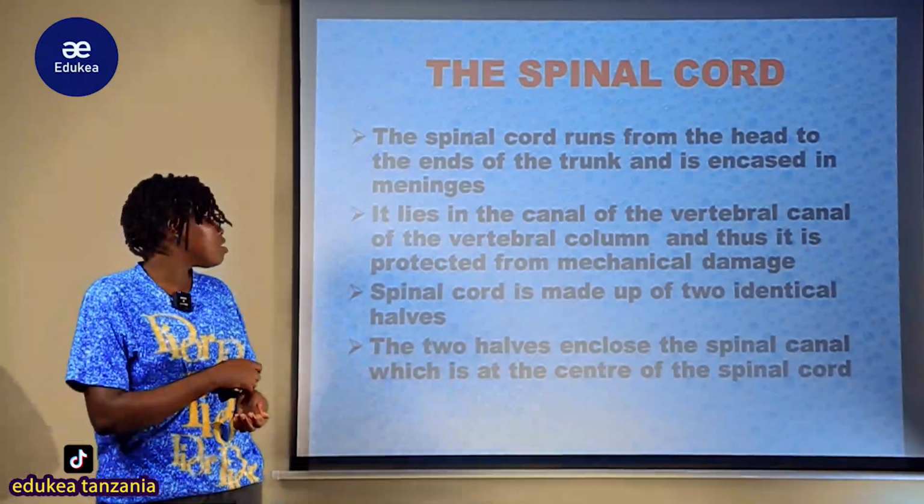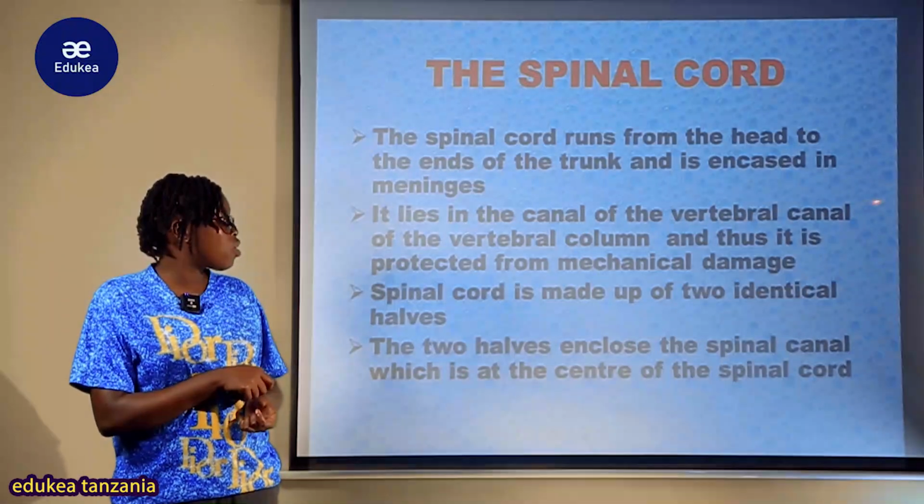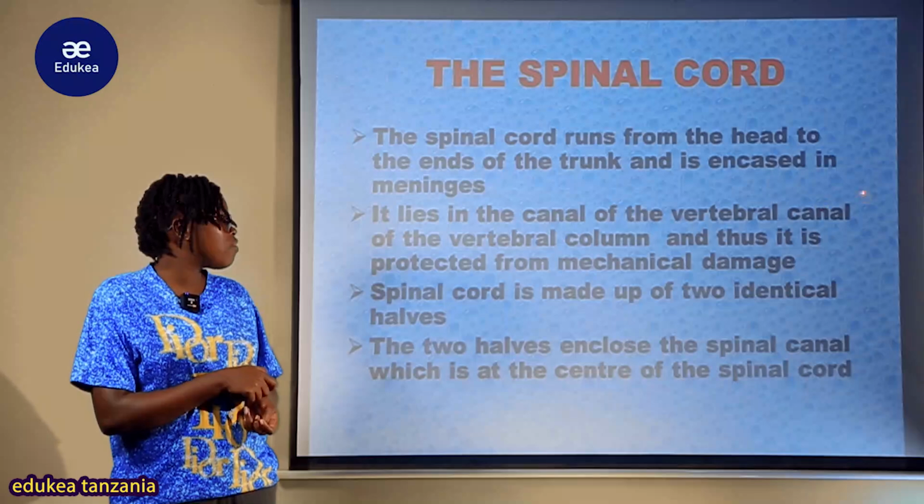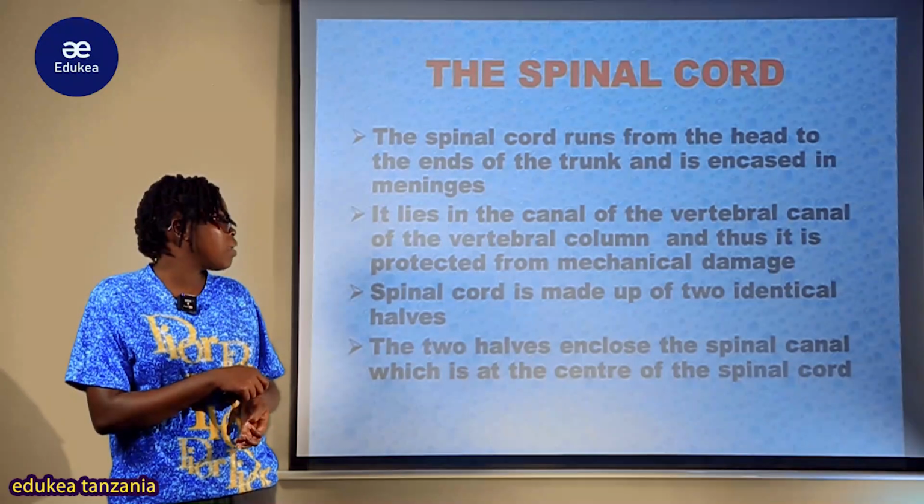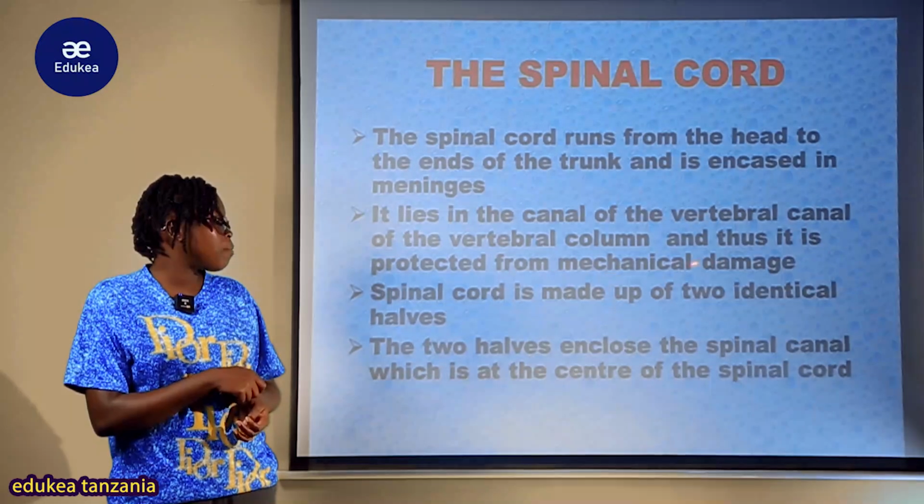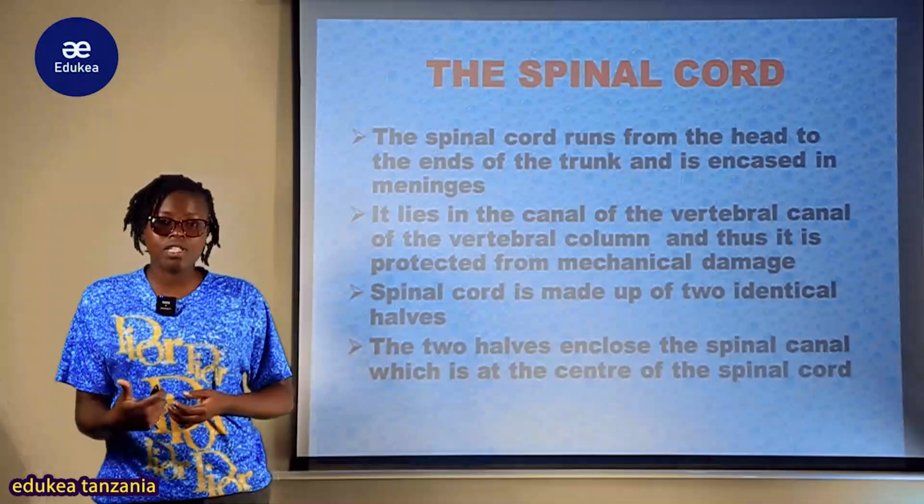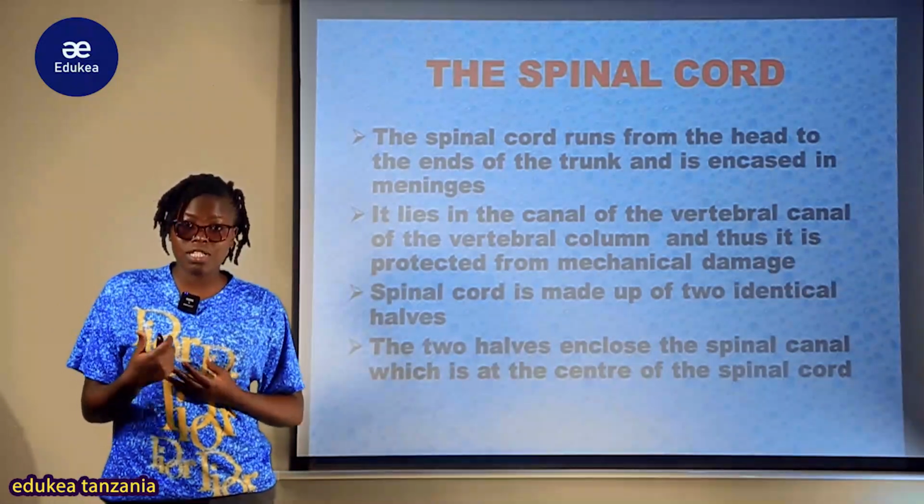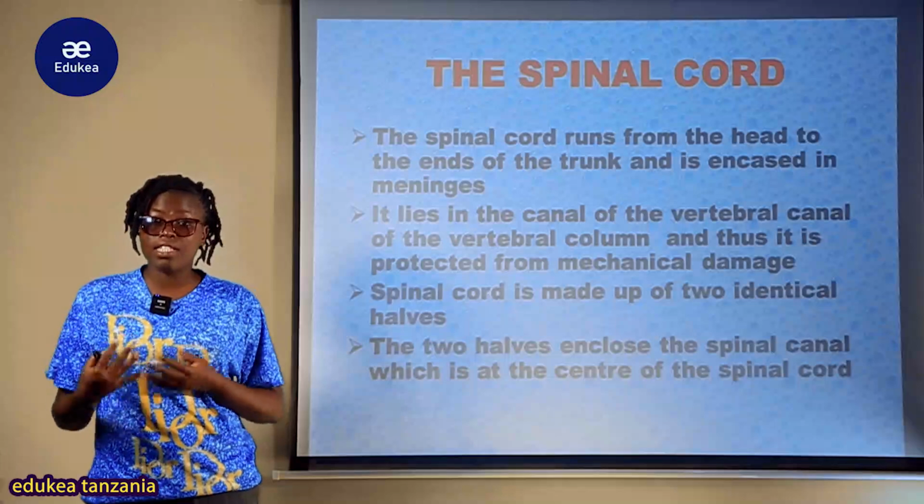So it lies in the canal of the vertebral column and thus it is protected from mechanical injury. So this spinal cord itself is inside the vertebral canal of the vertebral column. In our topic of movement, we can look at the vertebral disc.